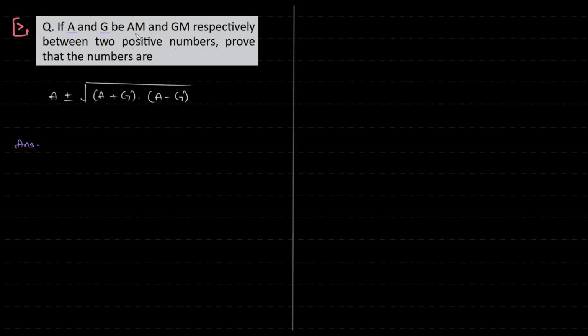If A and G are the arithmetic mean and geometric mean respectively between two positive numbers, prove the following. So we are looking at two numbers, say A and B, or let me use M and N, with the two numbers whose arithmetic mean is A and geometric mean is G.